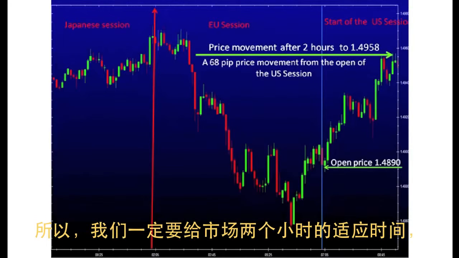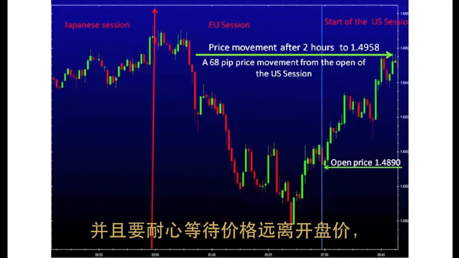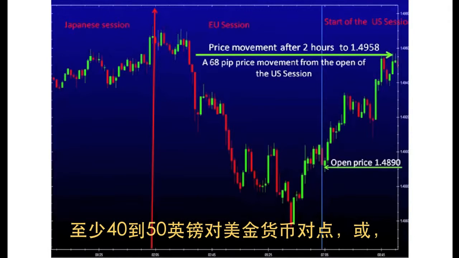So on step 3, we must allow the price to move away from the open price of the start of the session that you're trading. And if you're giving the market 2 hours to develop, then that price should be further away by at least 40 to 50 pips on the pound and at least 35 to 40 pips on the euro.